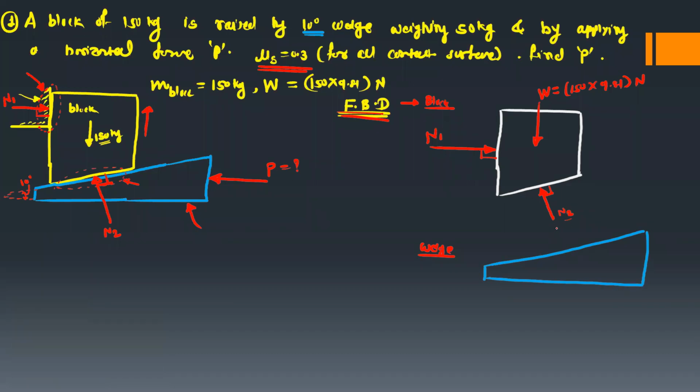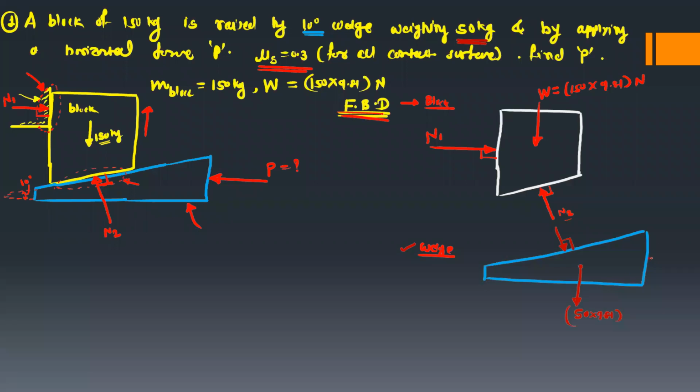So N2 will be exactly opposite when you consider the free body diagram for the wedge, and it is also perpendicular to this surface. Okay, so N2 is same. Then for the wedge, its weight is given, which is 50 kg. So it will act from this point exactly in the downward direction. So this is equal to 50 into 9.81.